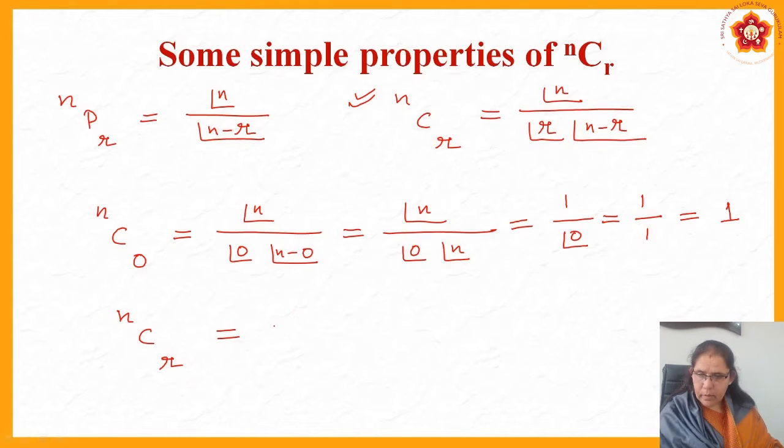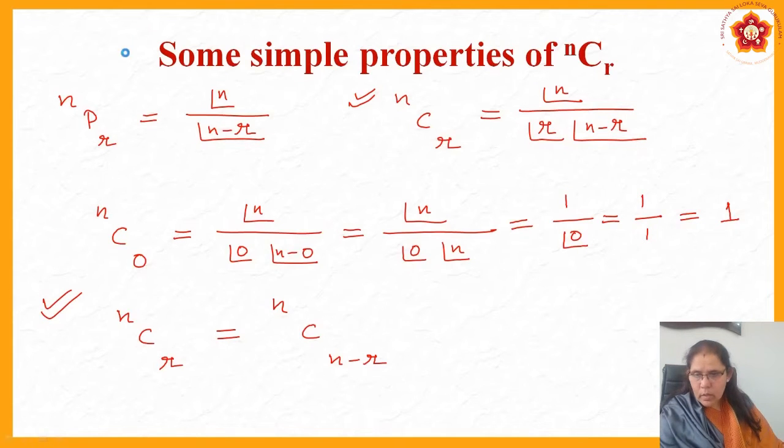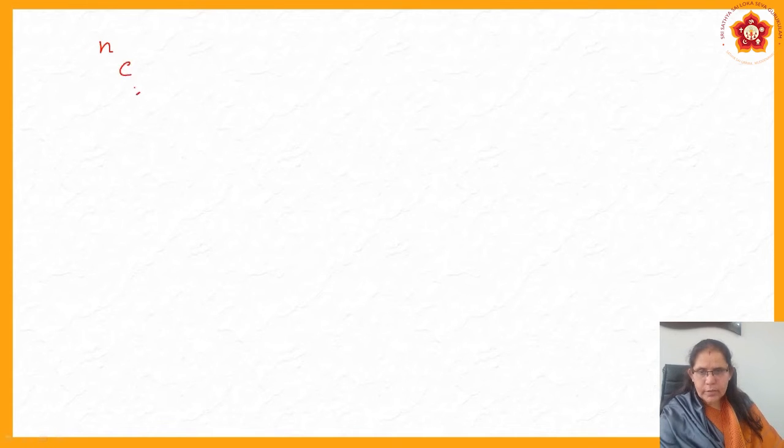Another thing which we will try to verify: NCR is equal to NC n minus r. Now NCR is, out of n objects we are choosing r objects, and this is same as the number of ways of not choosing n minus r objects out of n objects. Now let's see whether these two come equal mathematically or not.